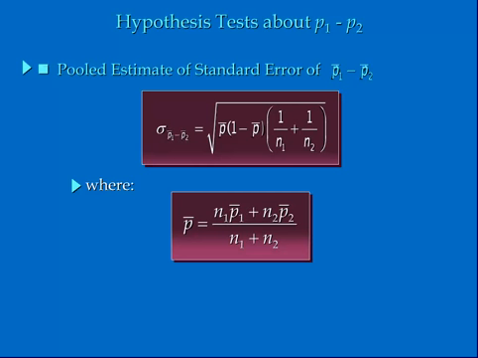Now in this case it is quite a bit of work. The first part of it is the standard error formula. It is the square root of p bar times 1 minus p bar, times 1 over the sample size of each group added together, and you get a number there. This is particularly important, the pooled estimate.